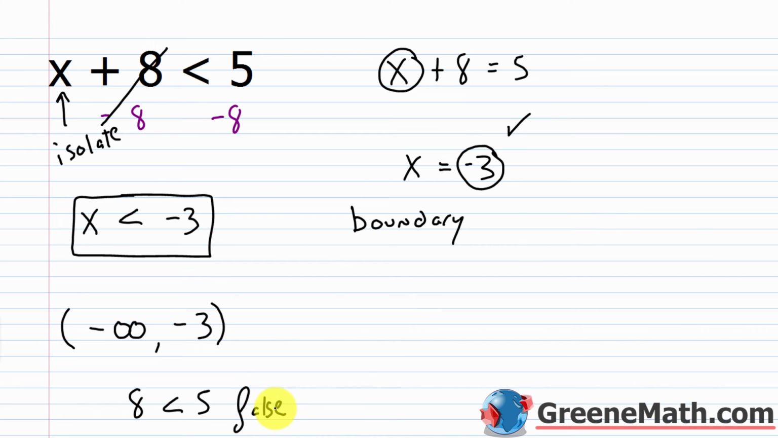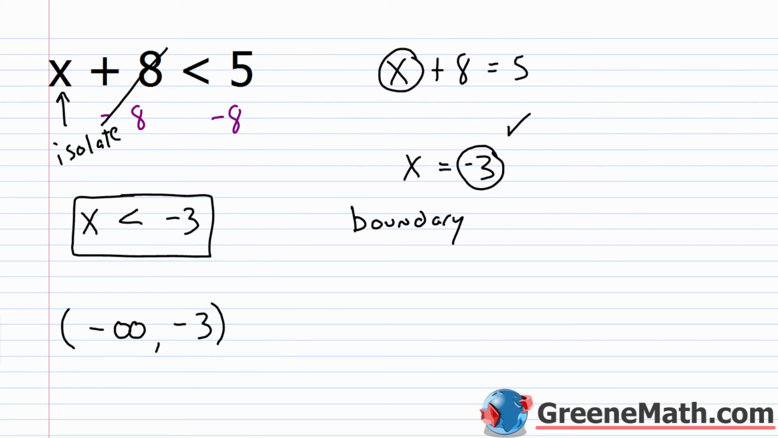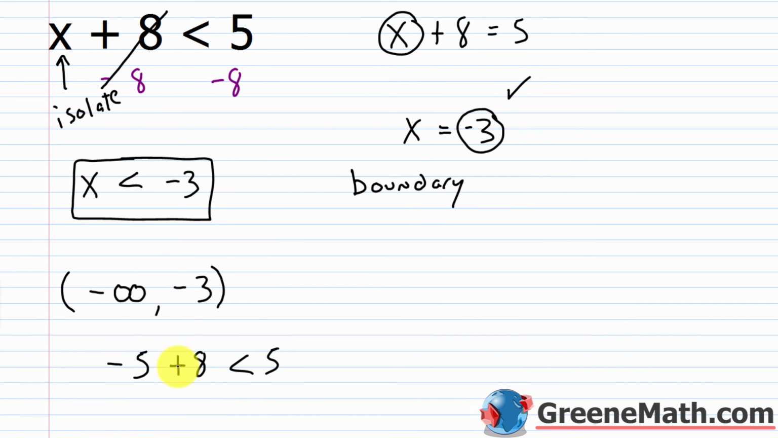That's what we want. Now, the next thing we're going to do is pick a number from the solution region. So that's over here. That's anything less than negative 3. So I can pick anything I want. So let's say negative 5. So I'd plug a negative 5 in for x. I'd have negative 5 plus 8 is less than 5. Negative 5 plus 8 is 3. And 3 is less than 5. So that's true. And that's exactly what we want because we picked a number from the solution region.